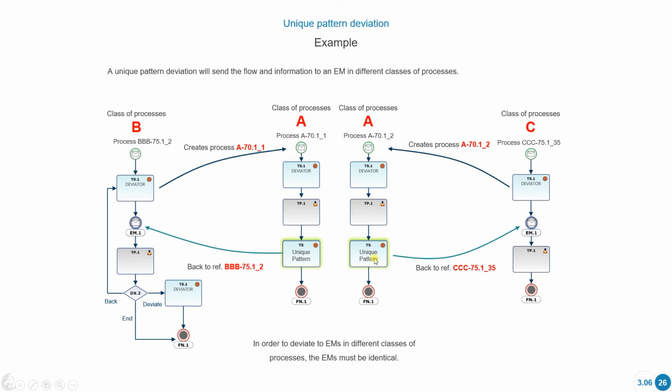We need it to be able to deviate to a pattern. And instead of mapping the fields with a specific process, we're going to map the fields with a pattern. Once we deviate the flow to that pattern, then the destination process is going to be able to receive that information, because the configuration of these intermediate events are set up as pattern intermediate events. We're going to see that in a moment.